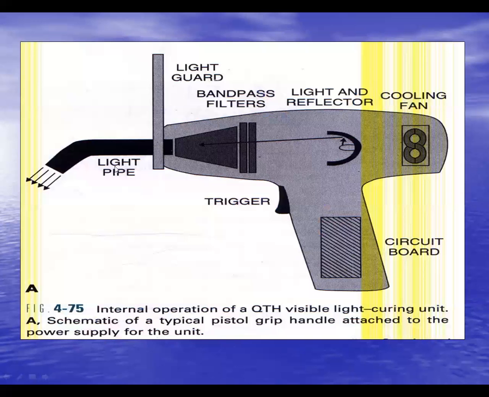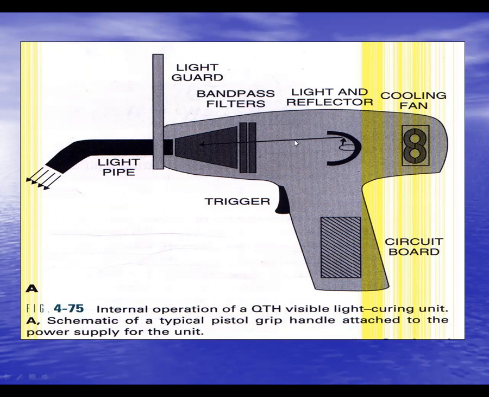Again here we can see the different parts of the curing light. Right. This is the light emitting pipe. The light guard is here. Then the filter is here. Then this is a reflector and this is a cooling fan. This is the light source. This is a reflector. Light is emitted from this light source and it gets reflected from this.